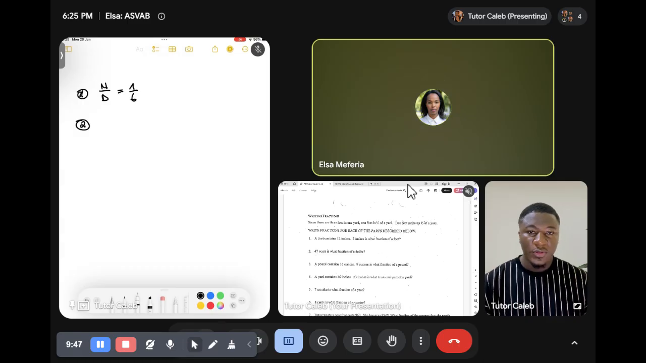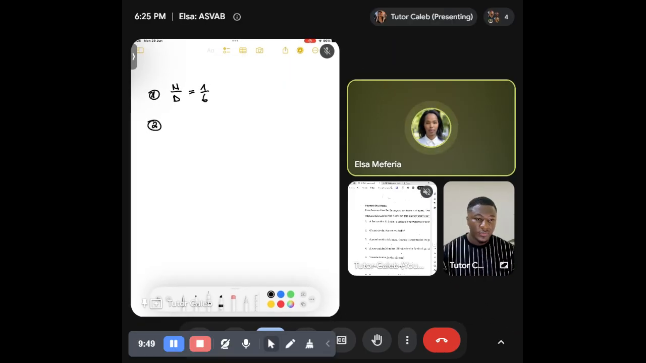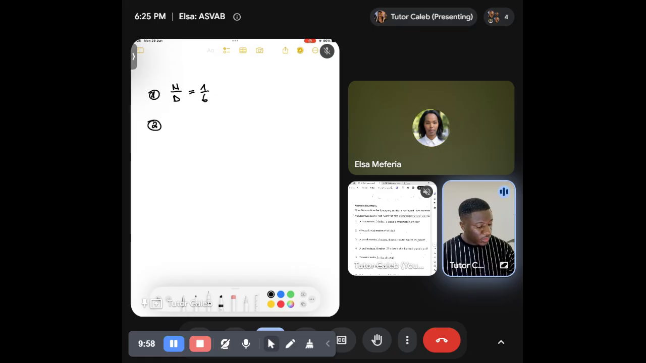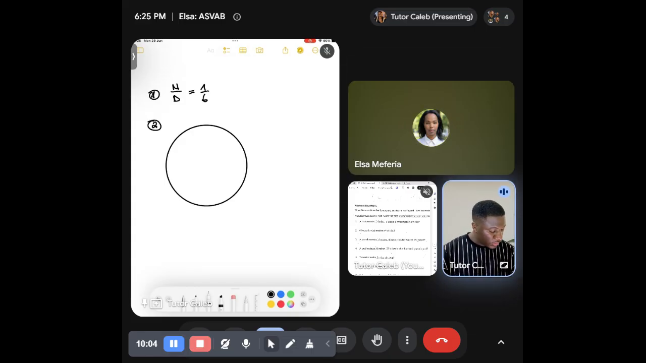Oh my gosh, I hate word problems. Okay, let's do it. I have to draw it out. Make it a number. A foot contains a circle. Okay.